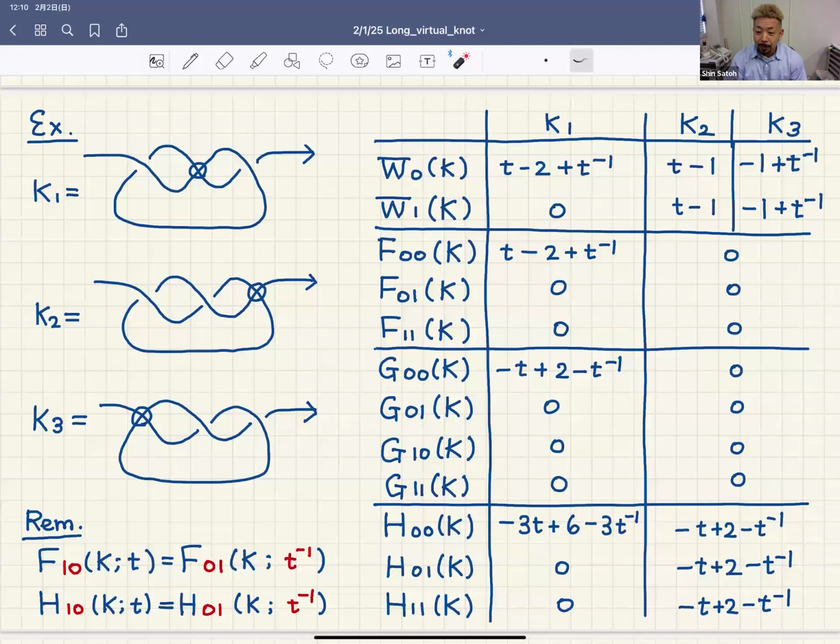Now, we will give 2 applications of these polynomial invariants. First, we consider the closure of a long virtual knot.